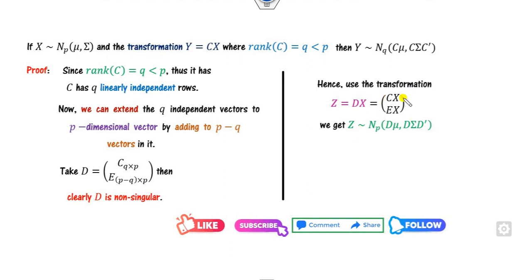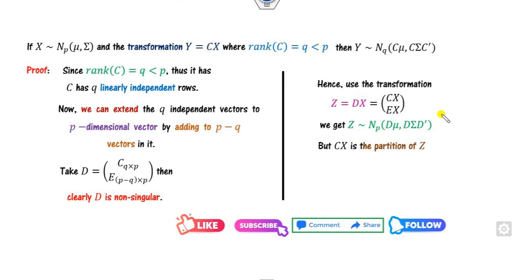Fine. Now what is the dimension of this cx? It will be q cross p times p cross 1, because x is my p cross 1. C is my q cross p matrix. X is my p cross 1 matrix. So if you multiply them, it is a q cross 1.